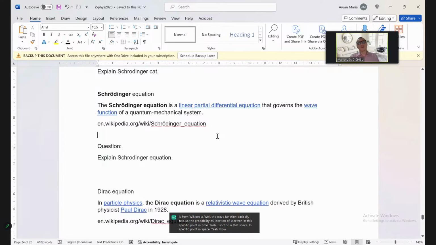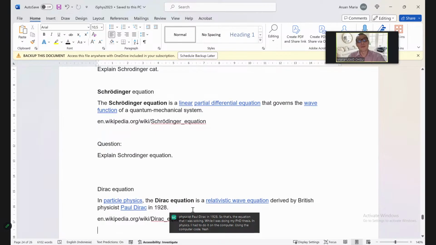Now, Schrödinger's equation is a non-relativistic equation, but the equivalent of Schrödinger's equation for the relativistic case is the Dirac equation. The Dirac equation is a relativistic wave equation derived by British physicist Paul Dirac in 1928. That's the equation that I was solving while I was doing my PhD thesis in physics. I had to do it on the computer using computer code.